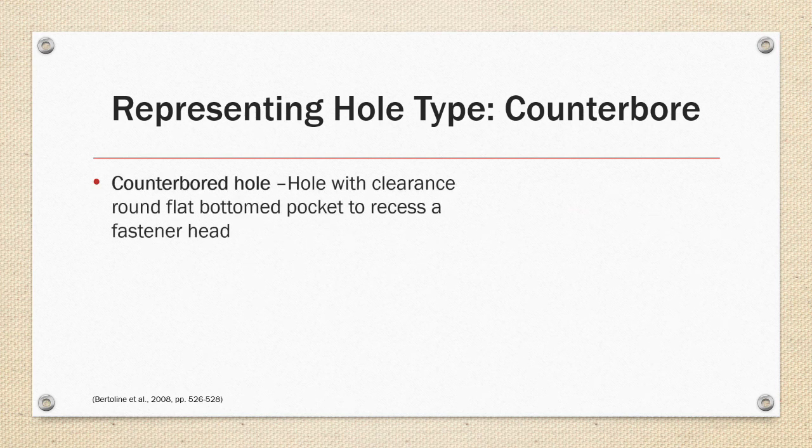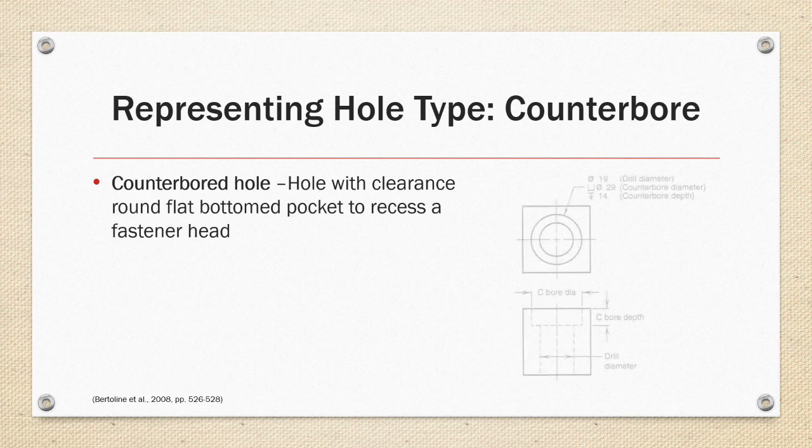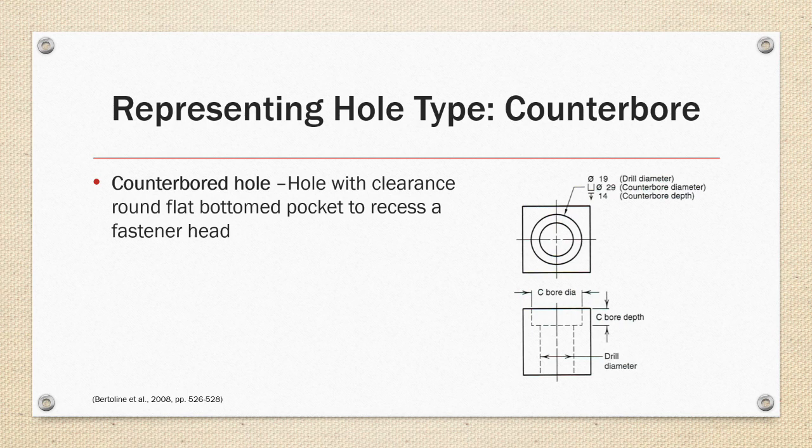A fourth hole type is an end condition called a counterbore hole. The counterbore is a round flat bottom clearance pocket to recess a fastener head, such as a cap head machine screw. In views normal to the hole, the diameter of the counterbore will appear as a visible line circle that is larger than the related blind or through hole denoted in the view. Typically, the diameter and the depth will be called out with specific symbols in this view.